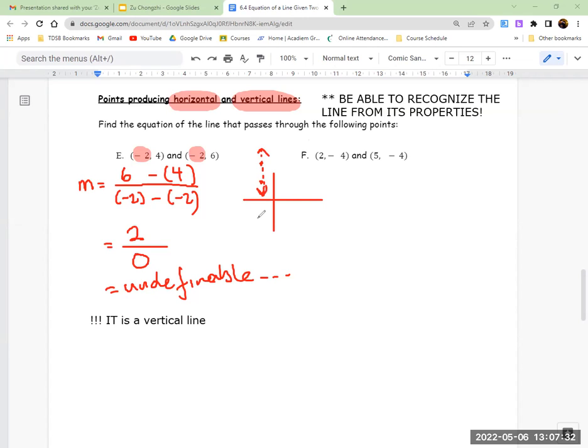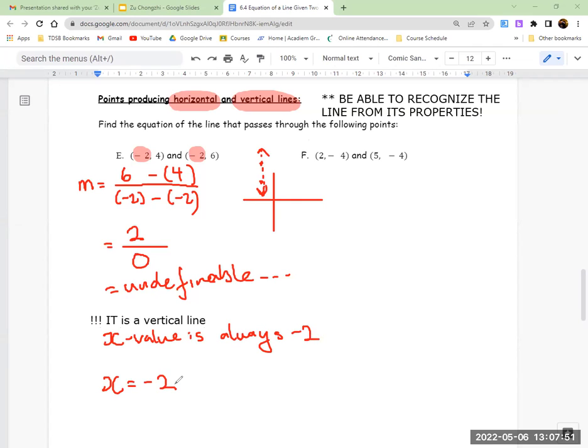No matter where we go on this line, my x value is always -2. And so the equation is literally x is -2 no matter what. That's my equation, x equals -2.